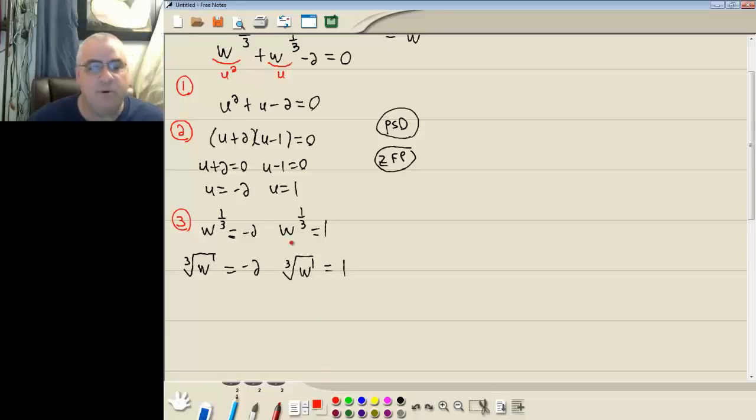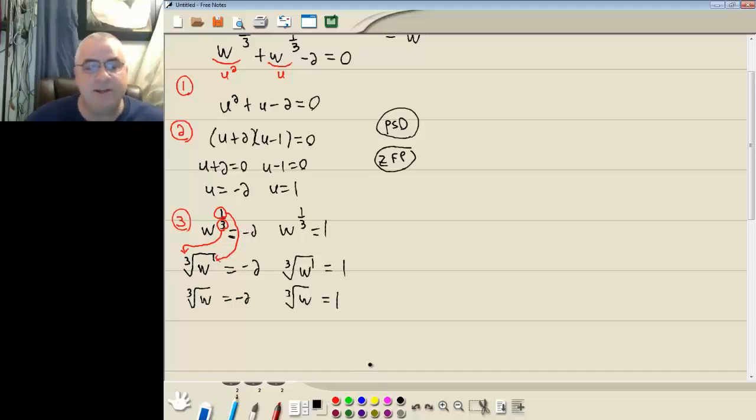If you remember from when we worked with radicals, if you've got it in a fractional power form, rational exponents, then whatever number is in your denominator, that's what goes in this slot. That's called your index. Whatever number is up on top is what goes right there. That's your power that goes inside. So this is basically just the cube root of w is equal to negative 2, and the cube root of w is equal to 1.